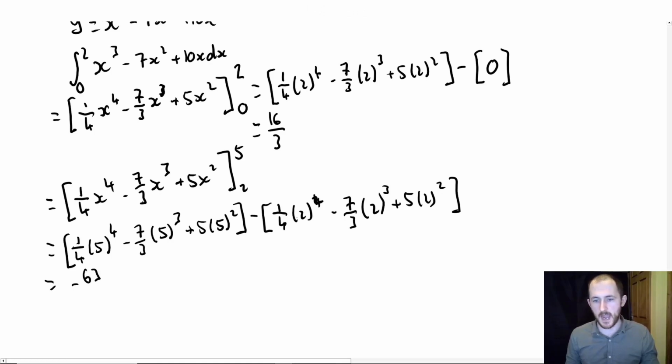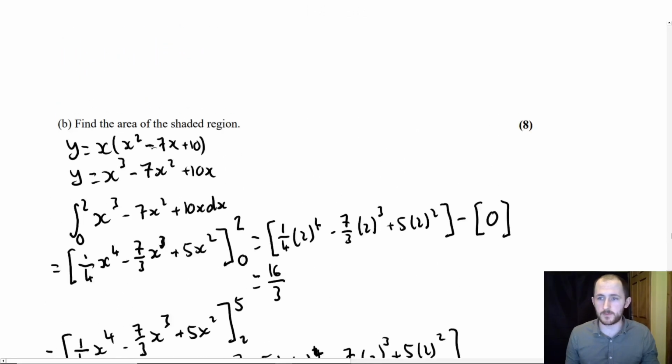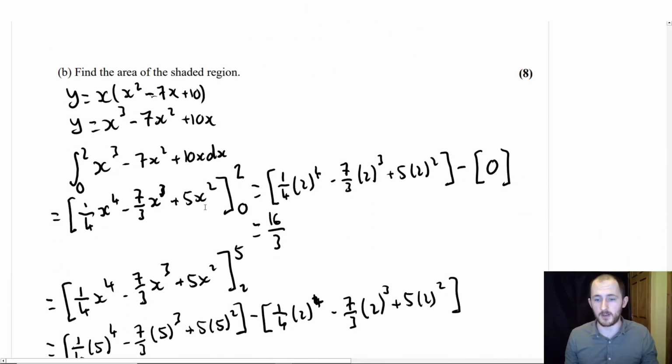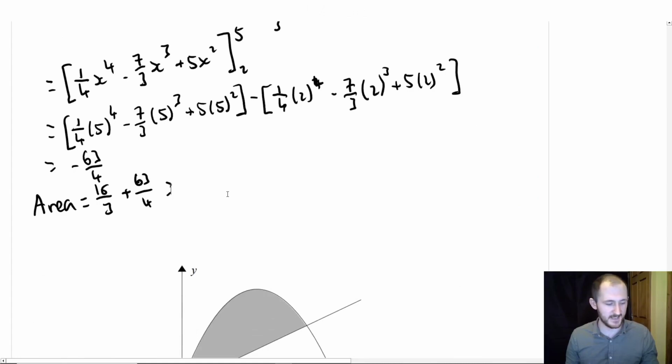So of course the actual area, right, now I'm going to write area is equal to 16 over 3 plus 63 over 4. Again, I knew just from looking at the graph, the second thing would be negative and it would be bigger, right? Which it is. And that gives you an answer of 253 over 12 once you add them together.